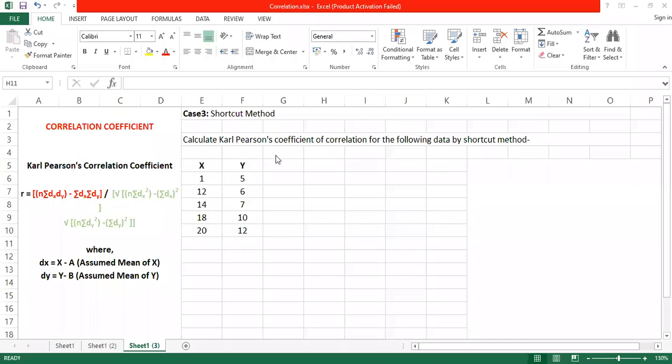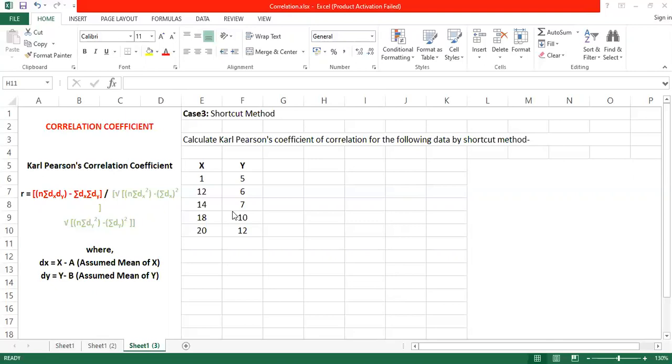Hi, this session is on correlation coefficient, and the subject matter under correlation coefficient is how to calculate Karl Pearson's correlation coefficient by shortcut method. I'll recall our last two lectures on correlation coefficient. We had discussed two cases. First, when means were in whole number, so we used our basic formula. Second, when means were not in whole number, we used a reduced or alternate formula, right?